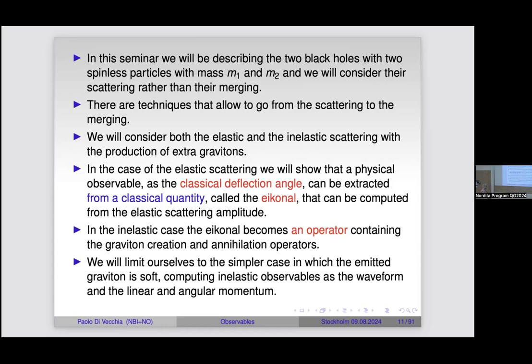In the case of elastic scattering, I'll show that the physical observable, the classical deflection angle, can be computed from the eikonal. In the inelastic case, the eikonal becomes an operator containing the graviton creation and annihilation operators. I will limit myself to the case in which the emitted graviton is soft, computing inelastic observables such as the waveform and the linear and angular momentum.